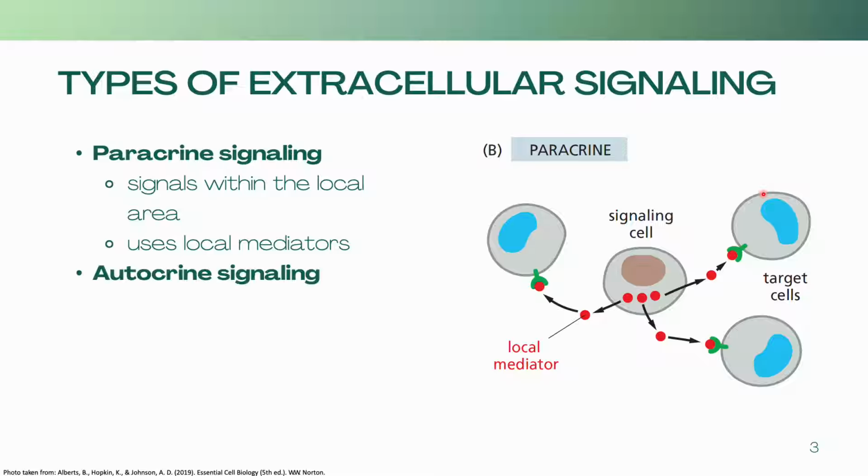There is also a special type of paracrine signaling which we call autocrine signaling. In this type of signaling, the signaling cell is also the target cell. So it produces the different local mediators, and it is also the cell that is detecting those mediators. In this case, we can classify this type of cell as self-stimulating.